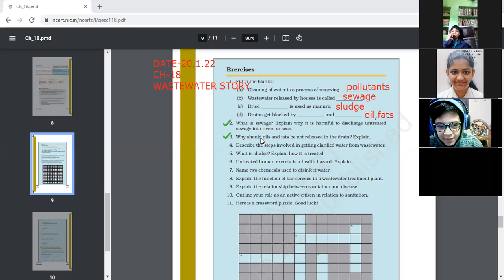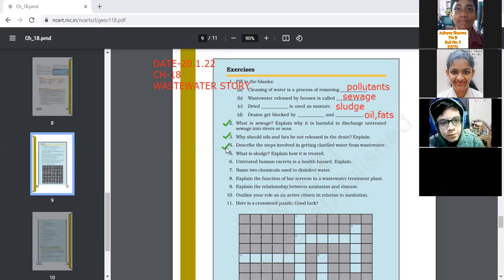Number three, describe the steps involved in getting clarified water from wastewater. So what can be the answer for this question? How can we get clear water from the wastewater? So children, this question will be for 5 marks. You have to write down all the steps, but don't write in a very brief way. Write the complete question answer according to 5 marks. Yes, tell, Fiona.